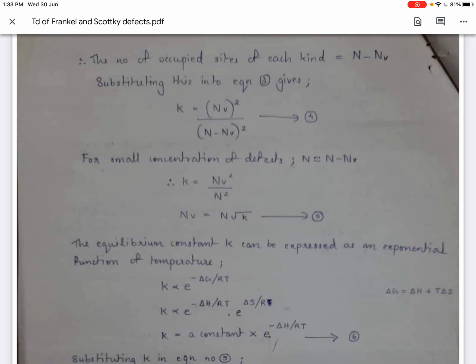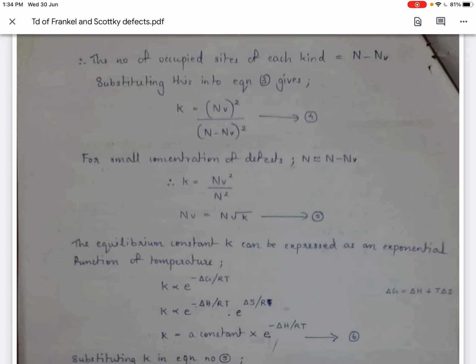For a small concentration of defects, we can write N - n_v as N. Therefore, K = n_v squared / N squared, which can be rewritten as n_v = N root K. That is equation number 5.